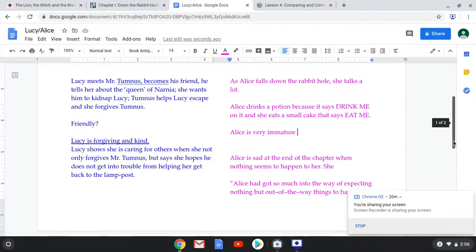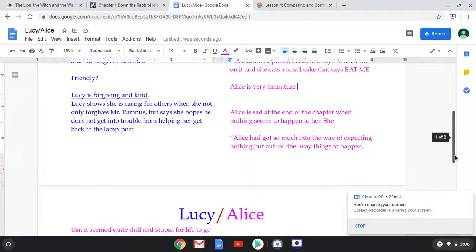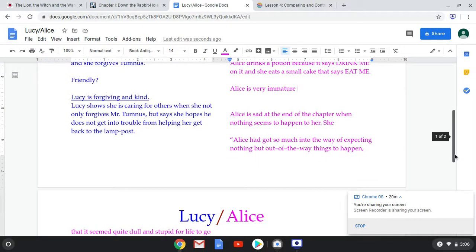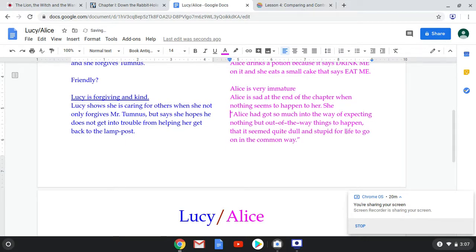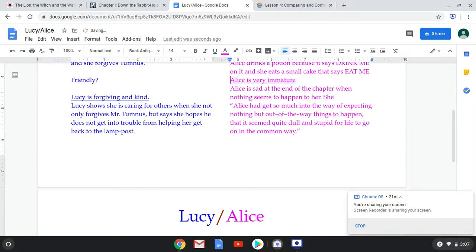But look at the end. She's sad. I think my text is going to the next page. I don't like that. Let's bring it up. Okay, she's sad because nothing seems to happen to her. Let's underline this. Got all our stuff about our characters underlined. Nothing seems to happen to her.